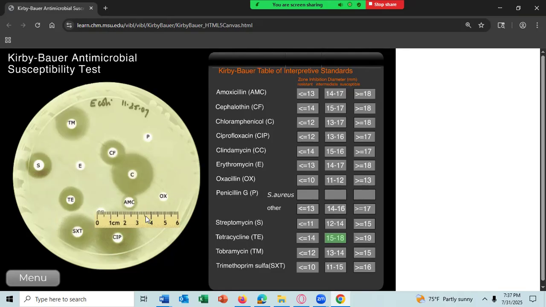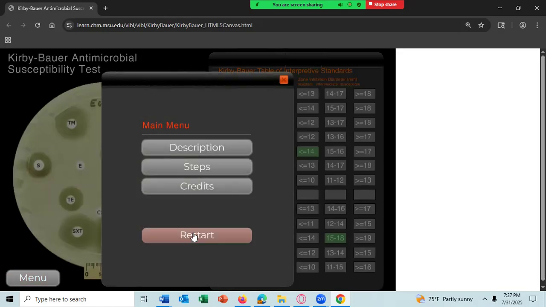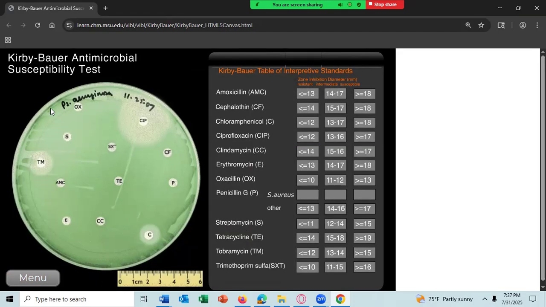CC, we have nothing. So less than 14. And it's green too. Any question about any of that? All right. You then click the menu button and restart, and you notice how it's a different bacteria. This is Pseudomonas aeruginosa, and there's the zone of inhibition. You'll notice there's only a few zones of inhibition.